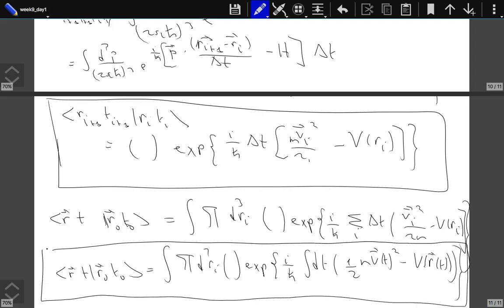So this is another way of evaluating our kernel, r t starting from r_0, t_0, which doesn't involve solving the Schrödinger equation. Now, of course, using this to solve the free particle or the harmonic oscillator is kind of useless, because it's much easier to solve the Schrödinger equation for those problems.